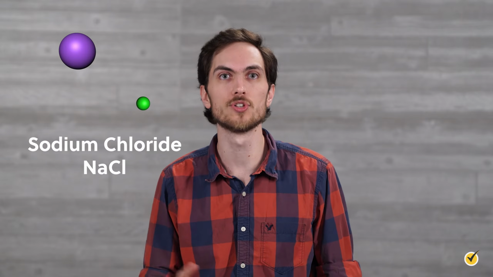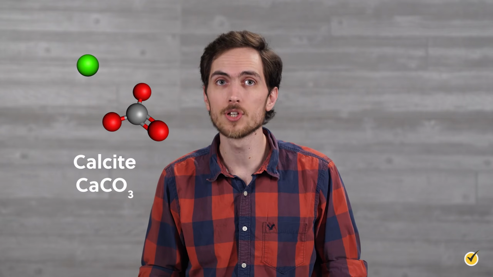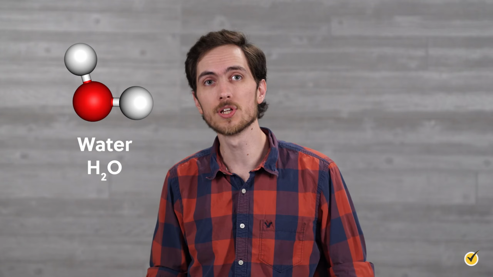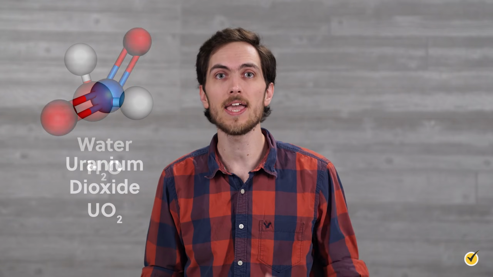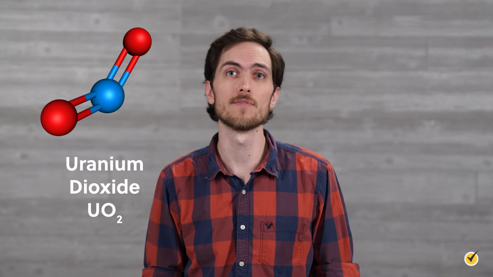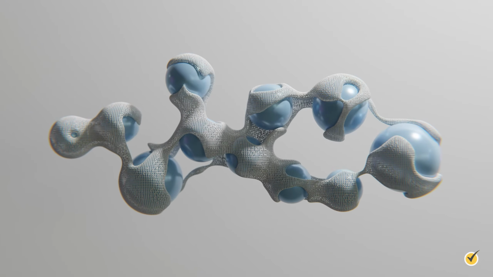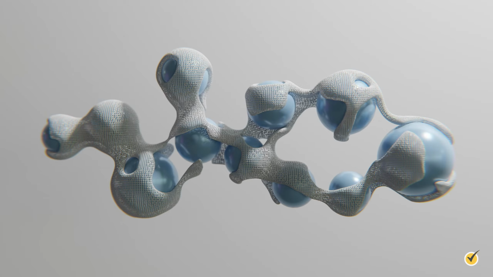Other examples of compounds include table salt, which is sodium chloride, calcite, which is the main constituent of limestone and consists of the elements calcium, carbon, and oxygen, water, which consists of hydrogen and oxygen, and uranium dioxide, which consists of uranium and oxygen.